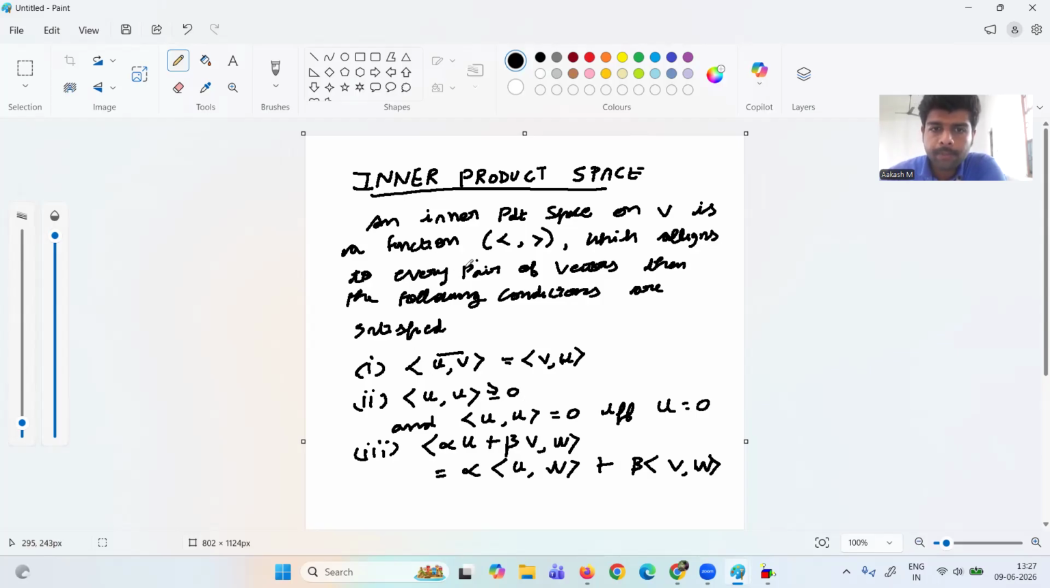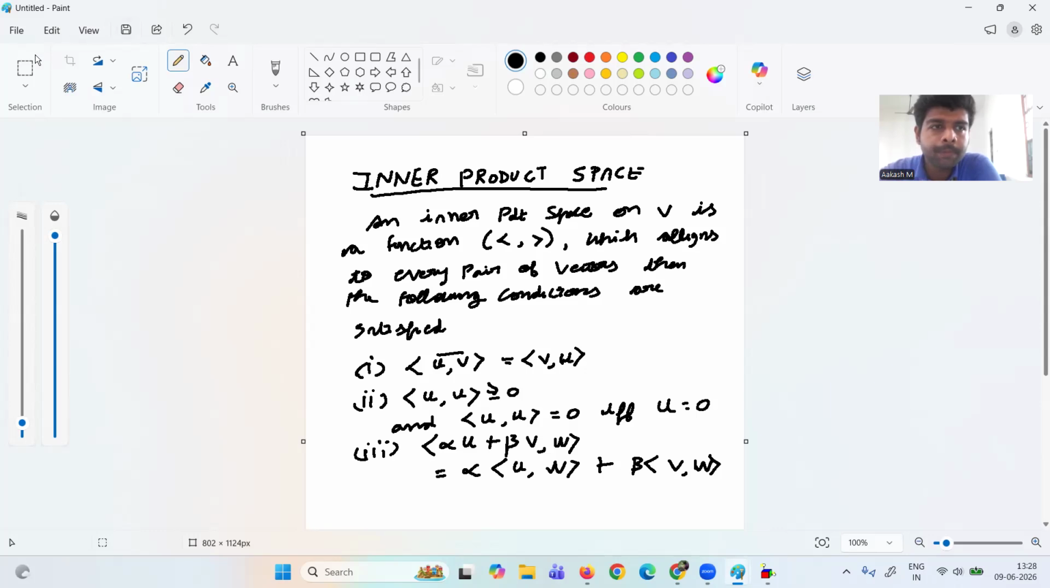Okay. An inner product space on V is a function which assigns to every pair of vectors a scalar. Then it should satisfy three conditions. The conjugate of the inner product of U, V is equal to the inner product of V, U. U, U is greater than or equal to 0, and U, U is equal to 0 if and only if U is equal to 0. And inner product of alpha U plus beta V, W: three vectors, two scalars. Take the first scalar outside with the first vector and third vector, plus the second scalar, beta, with the second vector and third vector. So this is inner product space.